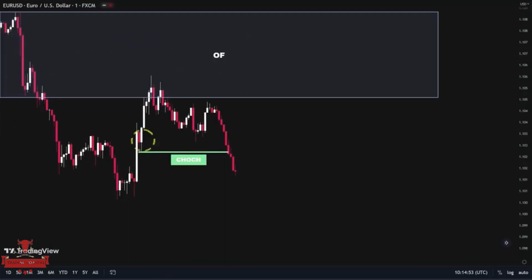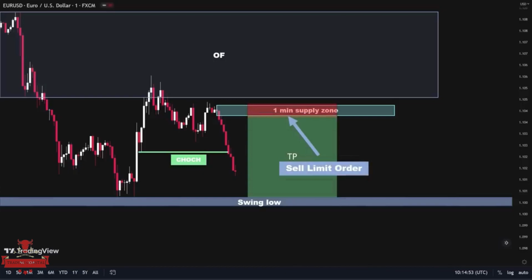As you can see, price created a major change of character by breaking this structure and also left an incredible inefficiency behind. So in the next step, I'm going to highlight the order block generated by the Chalk's wave. Now we have detected our point of interest, so next we should place our sell limit order here, adjust our stop loss a couple of pips above the highest point of the zone, and I'm going to target this swing low as the take profit. This is where we believe price will head to.